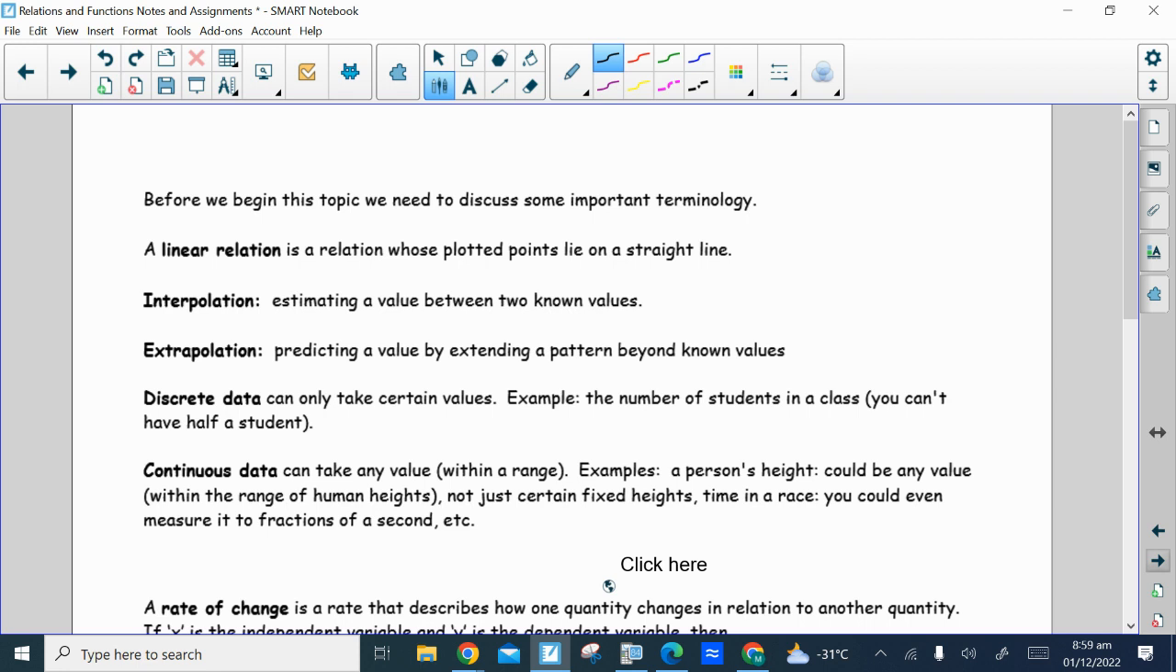Continuous data is where you can take any value within a range. For example, a person's height could be any value within the range of human heights, not just certain fixed heights. Time in a race, you can even measure it to fractions of a second, etc. So we're going to be talking about discrete data, which can only be certain values, not the values in between, and continuous data that can take values in between the points that you have.